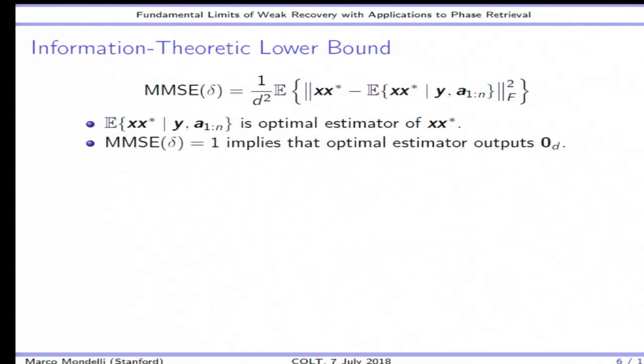In the remaining part of the talk, I would just like to state a little bit more precisely what is the information-theoretic lower bound and what is the spectral upper bound. For details about the proof of these two things, just come to my poster later this evening.